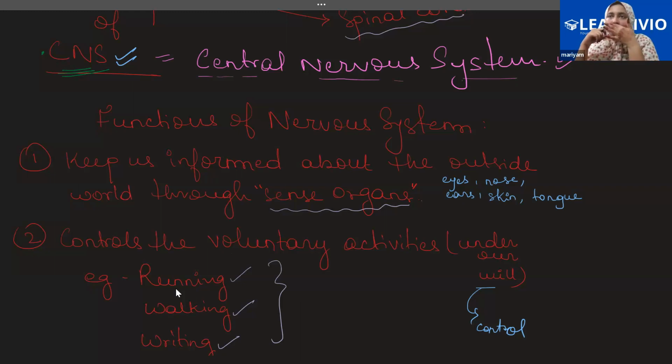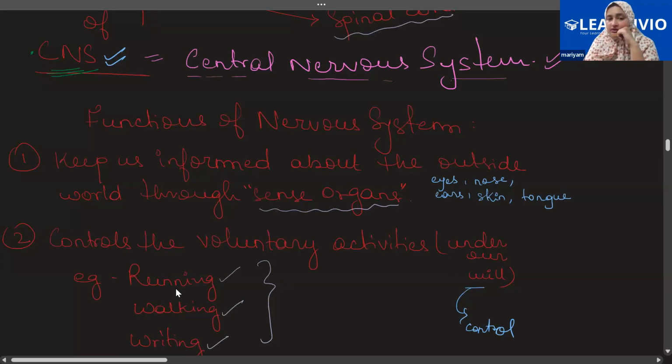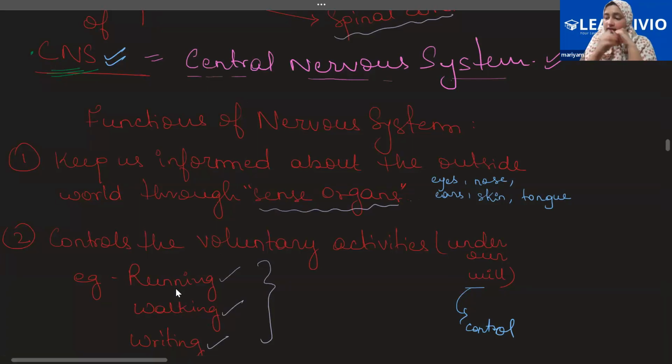Same goes for the nose. For example, let's just say if your mother uses a particular type of fragrance, and if you go somewhere outside and with the help of your nose you smell the same thing, your brain will quickly understand, okay, this is a very similar scent, right? So the nose is also responsible for the sense of smell, and how it happens is that the brain again comprehends it. Same goes for the ears, skin, and tongue. So we are informed about the outside world with the help of sense organs. Our nervous system does that, but with the help of sense organs.